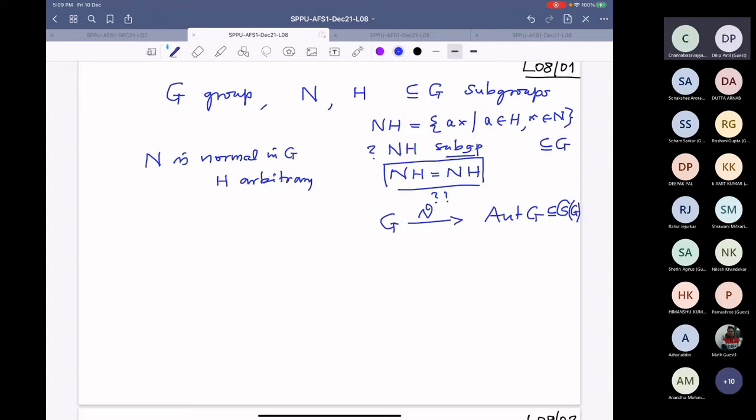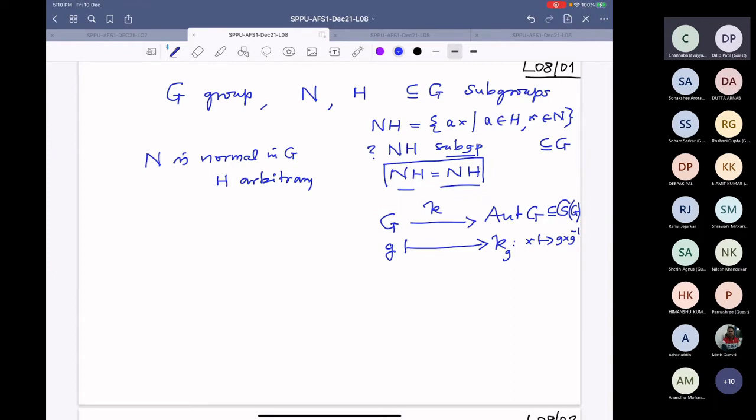So this map is actually kappa. Any g goes to which automorphism? Kappa g. Kappa g is the inner one, which will map x to g x g inverse, isn't it? And we saw this is an action. So in this case, one says G operates on G by automorphisms. That is because the image goes inside the automorphisms.